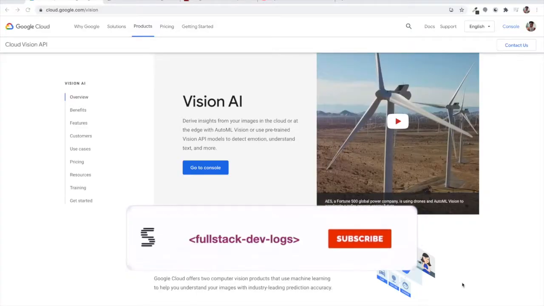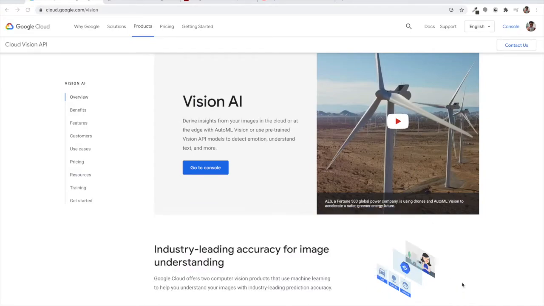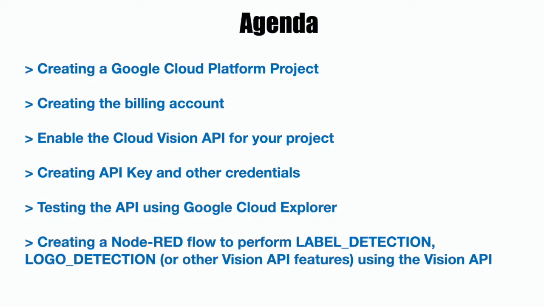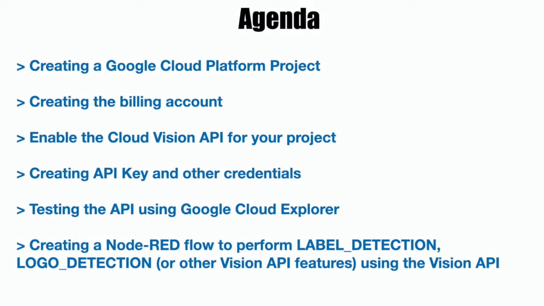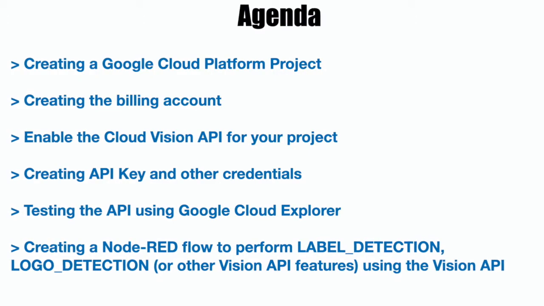Today we are going to see an example of using Node-RED with Google Cloud Vision. We will be creating a flow which will ultimately be using Google Cloud Vision. So first of all, we will be creating an account on the Google Cloud platform, and we will use the Vision AI API.